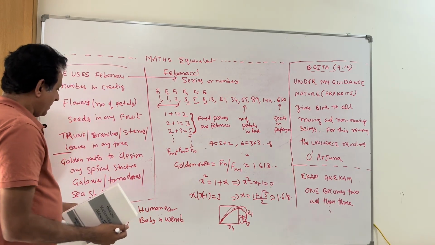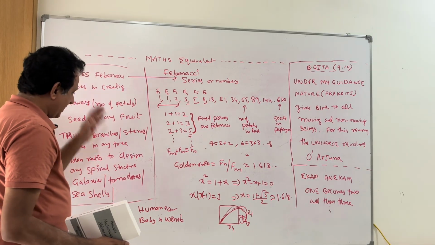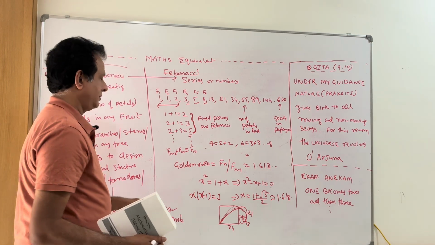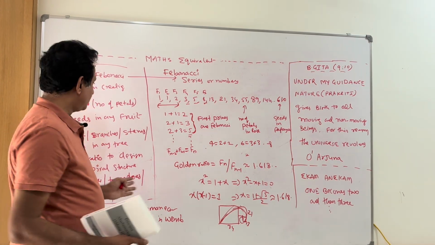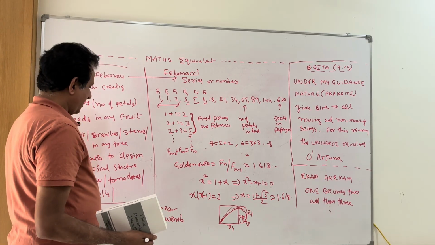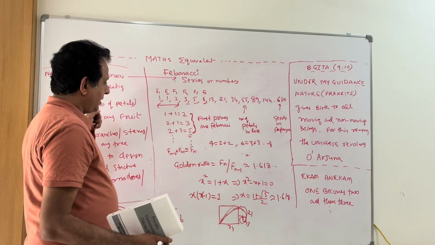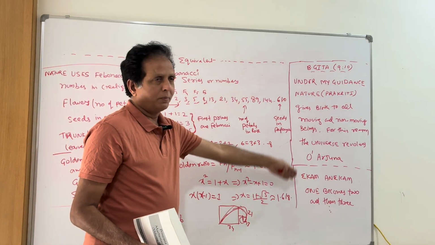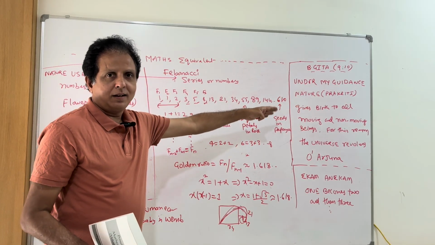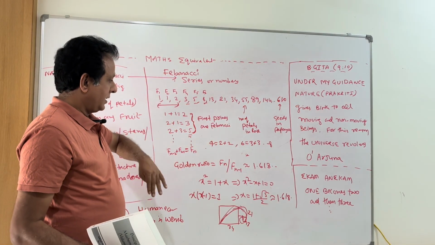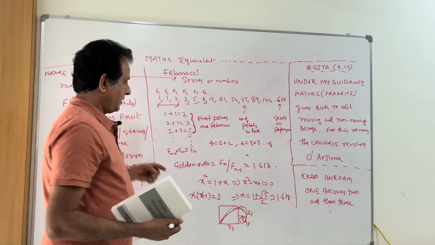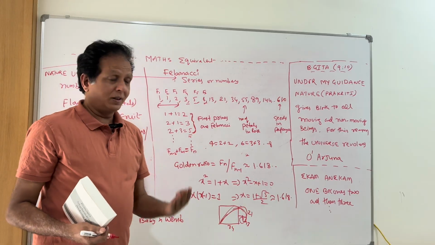So it looks like nature uses the most optimized structures. That means nature has some intelligence, and that intelligence is given by a higher intelligence. In the next video, probably we can discuss the possible relation between the golden ratio and gravity.